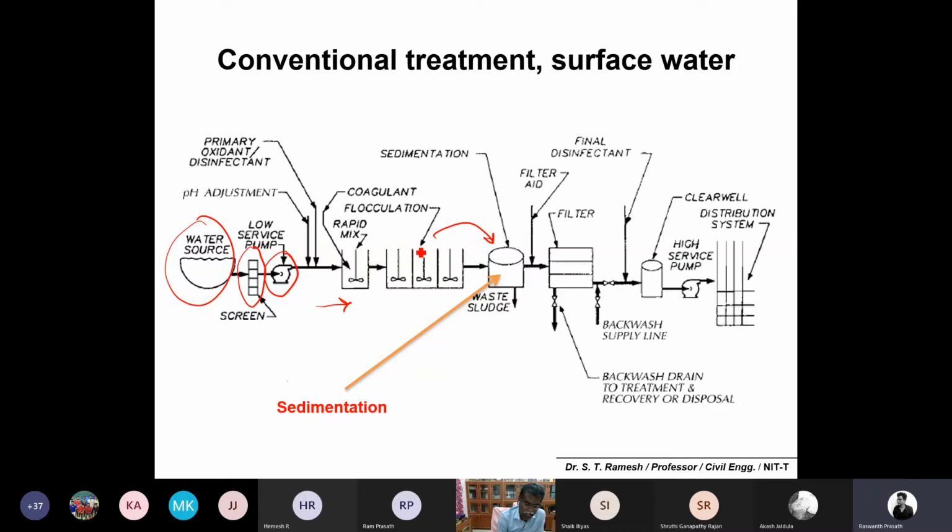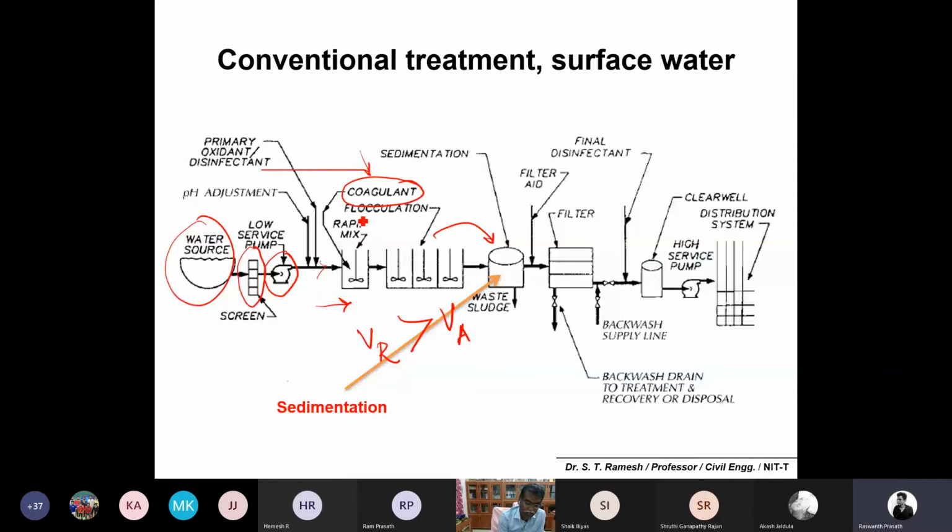To destabilize the colloids, you have to make the particles meet each other. That may not happen immediately, because they repel. The repulsive force is more than the attractive force. So what I have to do now is add a coagulant to reduce the repulsive force, thereby these particles can be brought together and destabilization may happen. For that you have to add a chemical. That chemical is called a coagulant, and the process is called the coagulation process.